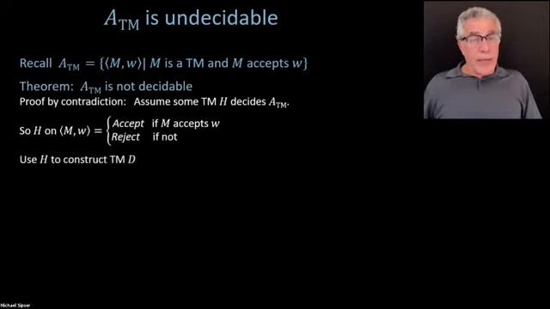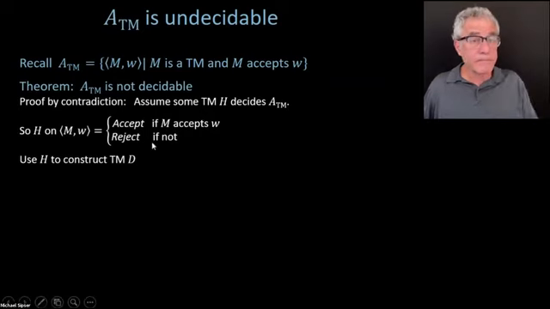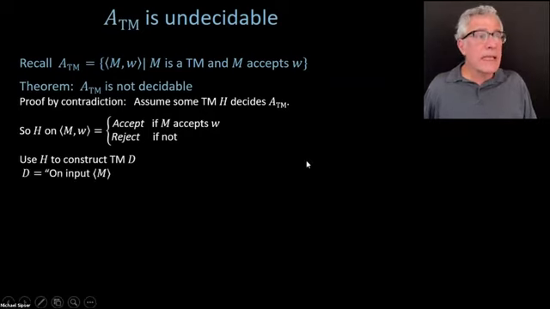So the way we're going to do that is really just one step here. We're going to use H to construct another Turing machine D. H is going to be a subroutine of D. We've already seen us doing that in the past. D is going to do something a little strange, just to warn you. D's input is just a Turing machine, no W.